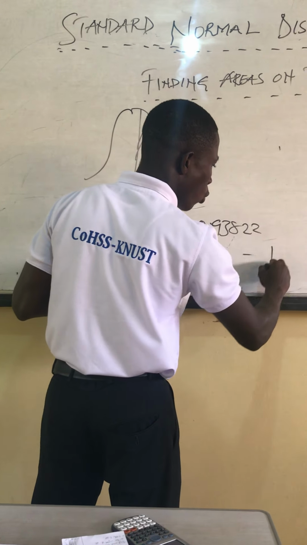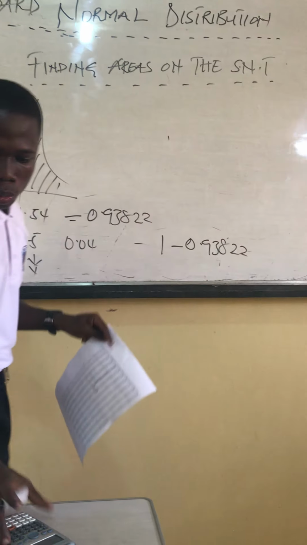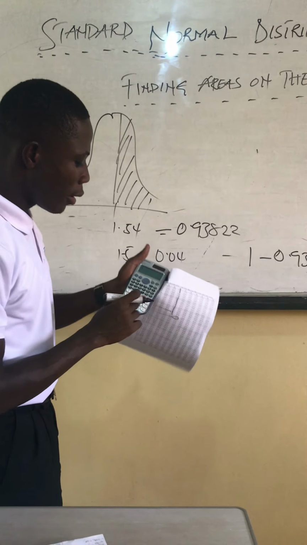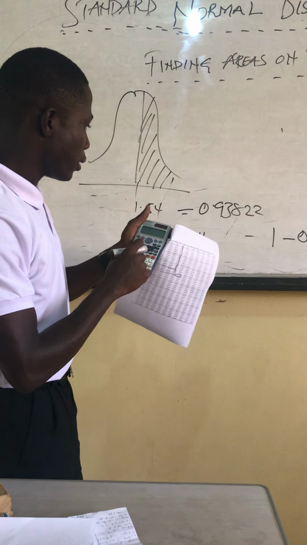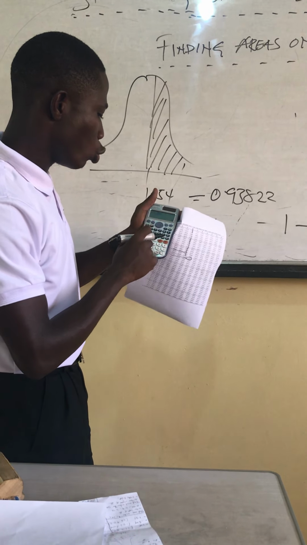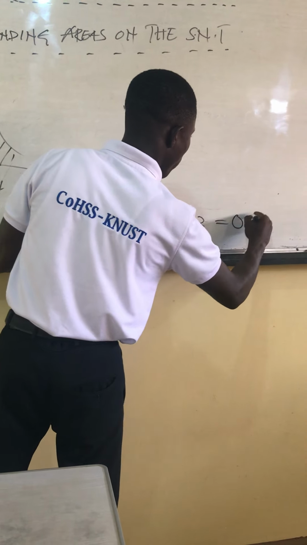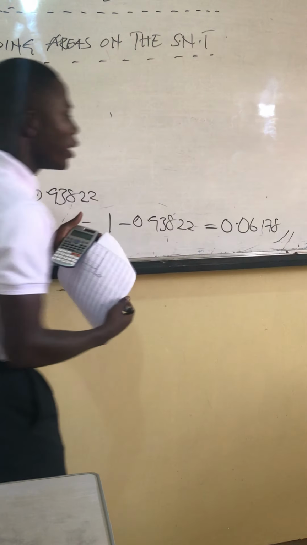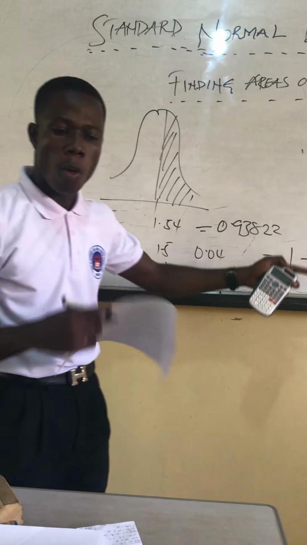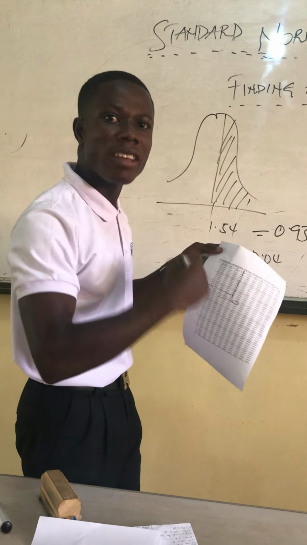So it's 1 minus 0.93822. My final answer is 0.06178. So this becomes my final answer. Why? Because I'm asked to find it on the right of z.